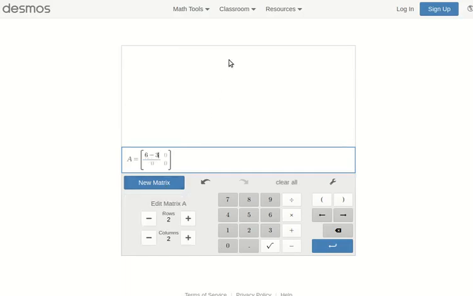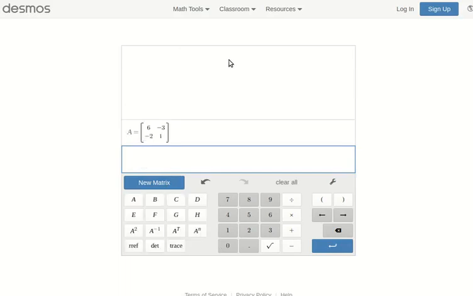6, negative 3, negative 2, and a 1. So how do I find my A inverse? I do A. And then, oh, you can see it right there, a little A inverse. I'm going to do power negative 1. Oh, doesn't accept it? Well, that's just silly.